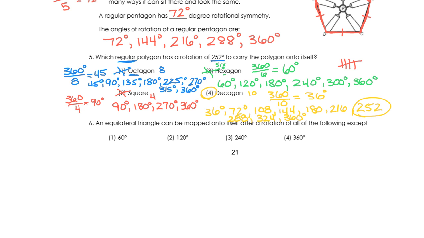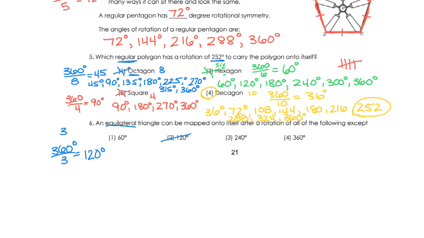All right, last question. It says that an equilateral triangle can be mapped onto itself after a rotation of all of the following except. So remember, an equilateral triangle, guys, has 3 equal sides. So if we take 360 degrees and we divide it by 3, we would end up with 120 degrees. That's the minimum degree of rotation that you can turn an equilateral triangle and have it be itself.